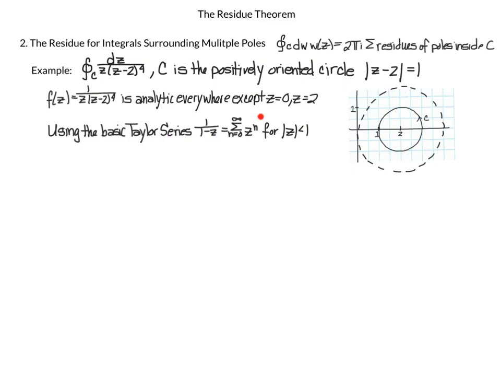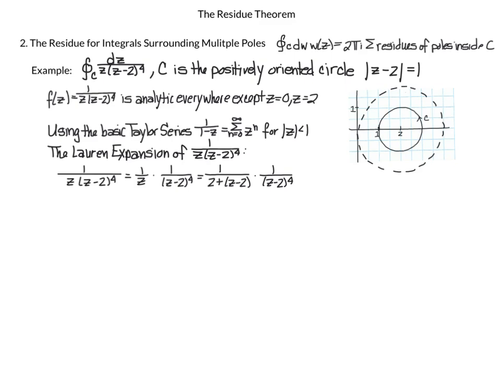1 over (1 minus z) is equal to the summation of z to the n. Here I've rewritten my function 1 over z times (z minus 2) to the fourth. I'm going to separate out my 1 over z from my 1 over (z minus 2) to the fourth, but I still need to multiply them together. This part here is exactly in my Laurent series form, so I'm just going to leave it. I'm going to work with my 1 over z.